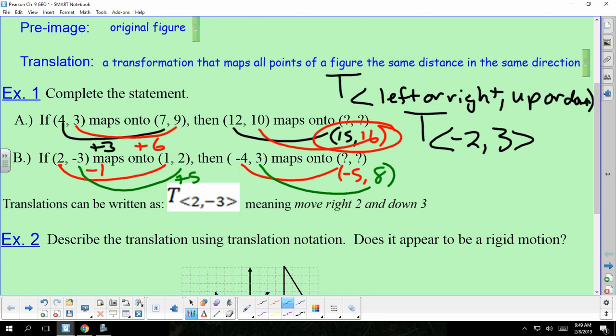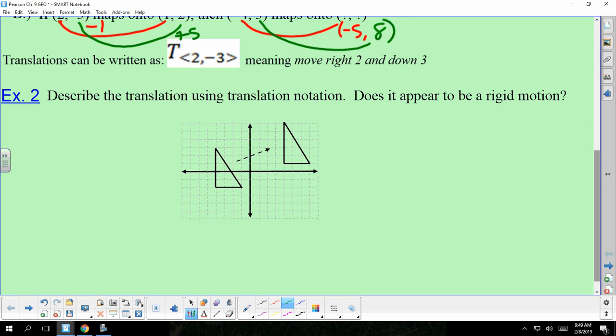So here's our translation notation. This tells me 2 right and then 3 down. So let's use this notation to describe this translation. So here is our pre-image. And here is my image. So if the shape is the same, so it has all the same side lengths and all the same angles, we're going to say this is a rigid motion.